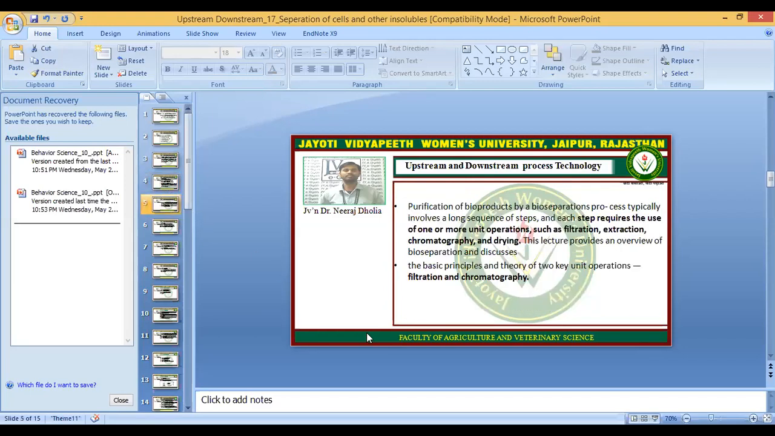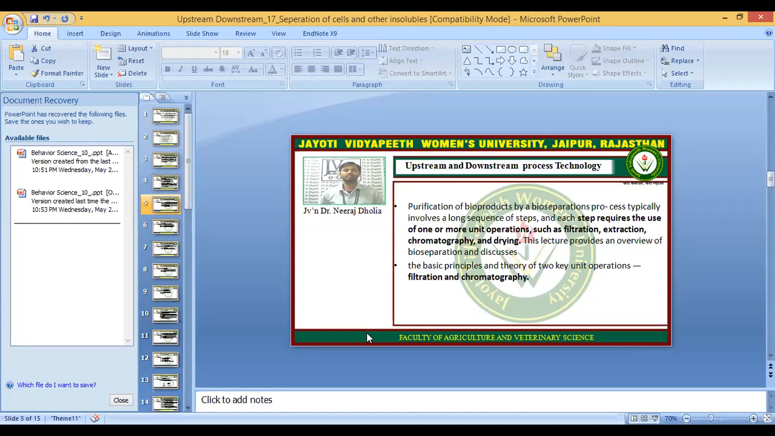So the purification of byproducts or bioseparation process typically involves a long sequence of steps. Means according to your product or according to your activity, which activity you want and which product you want, and at which concentration you want to isolate your product, you have to choose various steps of the separation processes. Okay, so each step requires the use of one or more unit operations, such as the filtration, extraction, chromatography, drying. Okay, so various unit operations can be used.